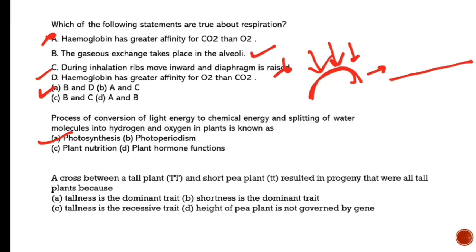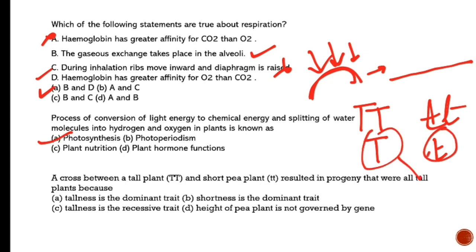Okay. A cross between a tall plant and a short pea plant resulted in a progeny that were all tall because tallness is a dominant trait, shortness is the dominant trait, tallness is the recessive trait, and height of the pea plant is not governed by a gene. So when you cross a tall plant with a short plant, you see that the progeny that you receive, all the plants were tall.